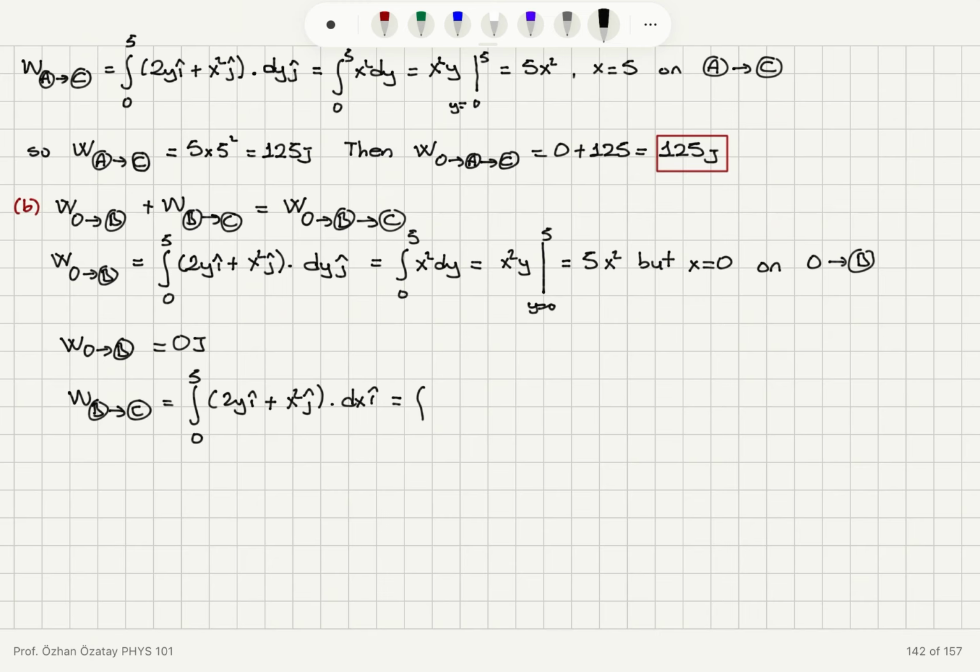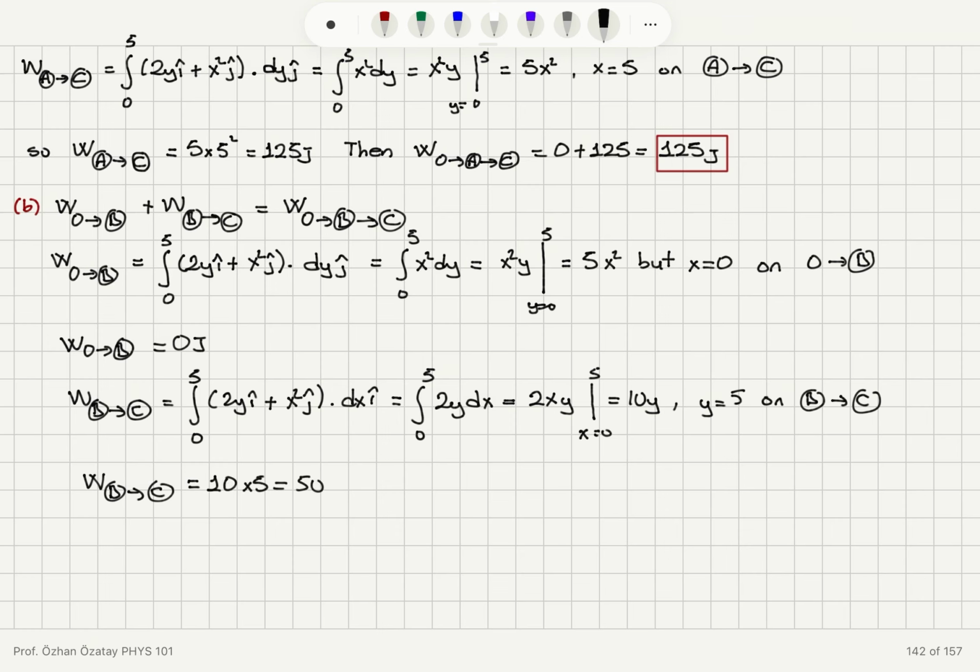So this will be the integral from 0 to 5. Only the contribution from i hat dot i hat remains, so this becomes 2y dx, and that is 2xy. X is changing from 0 to 5, that is 10y. And on this path, y is equal to 5. Going from B to point C, we find that the work done from point B to point C on the red path is 10y, which is 10 times 5, 50 joules.